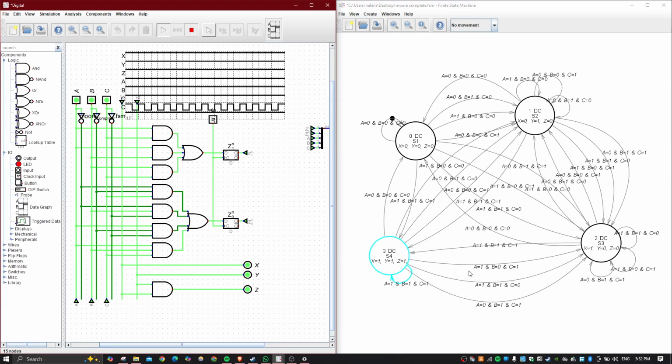So for the conclusion, that is what we require in order to create a JK flip-flop circuit based on the FSM model. As we can see, here is the output and here is the input.